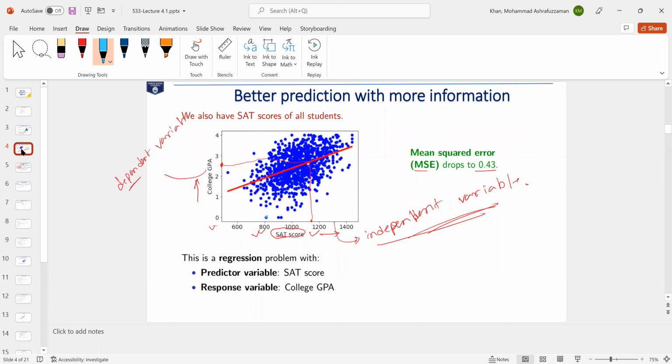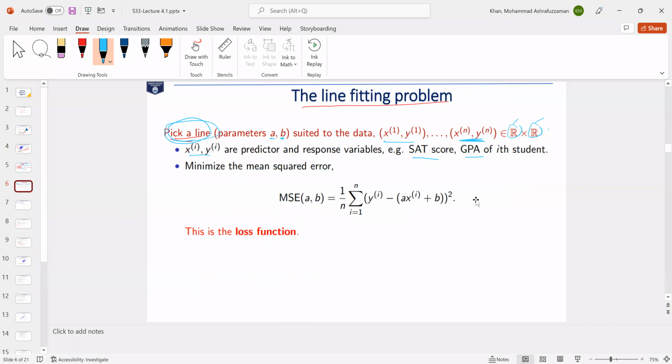So this point, one SAT score, one value for SAT score, one value for GPA. Another data point, one value for SAT score, one value for GPA, and so on. For all these points, we can call them a tuple, xi, yi. And then we need to fit a line. That means y equals ax plus b.